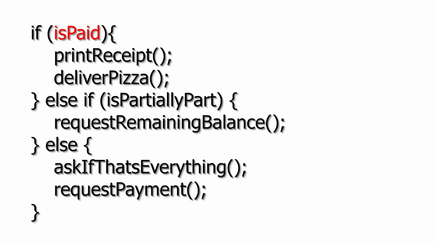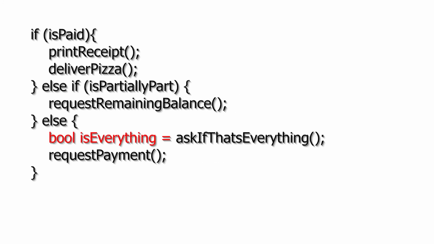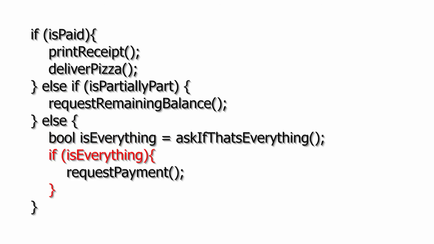If the pizza is paid for, print the receipt and deliver pizza. Else if the pizza is partially paid for, request the remaining balance. Else ask if that's everything, and request payment. Actually, if that isn't everything, I don't want to start requesting payment until we're actually done, so I can use another if statement here to check the response. So let's store the response in a Boolean variable called isEverything. Now, we'll use that as the conditional statement. If isEverything, then request payment.